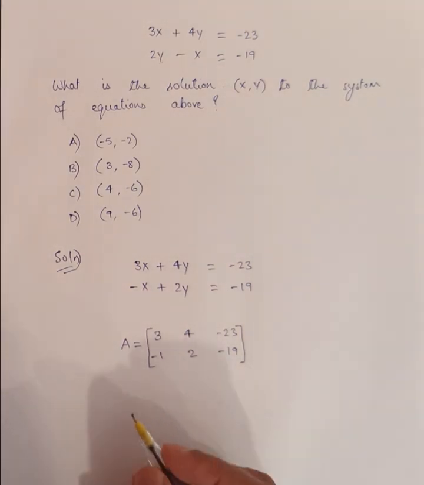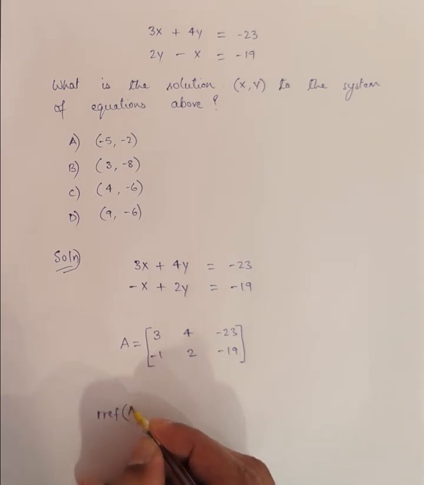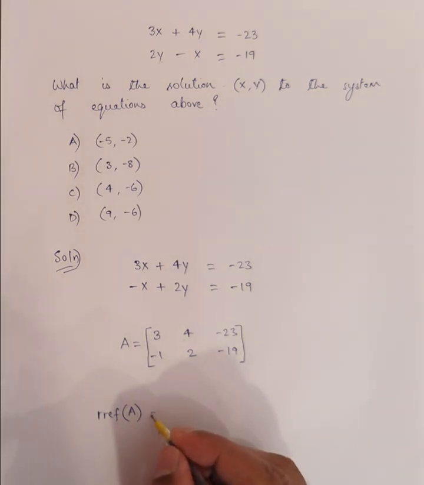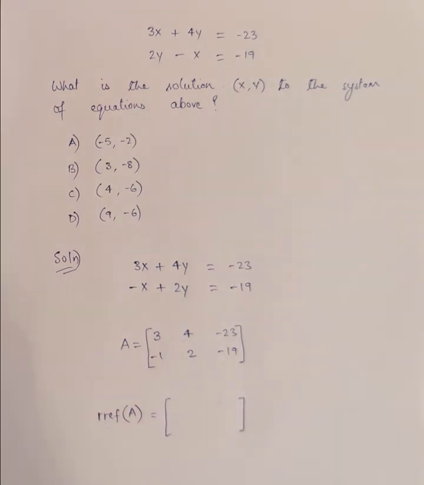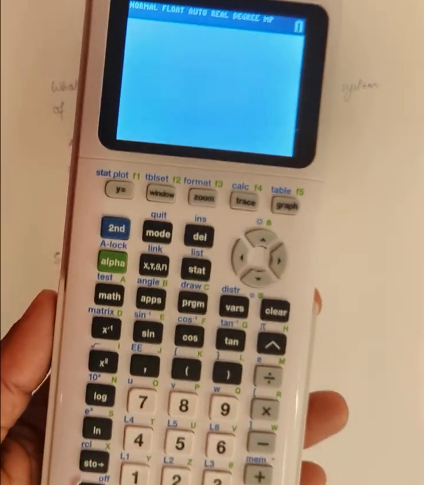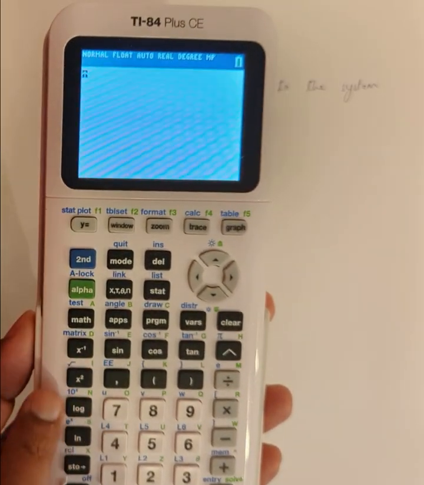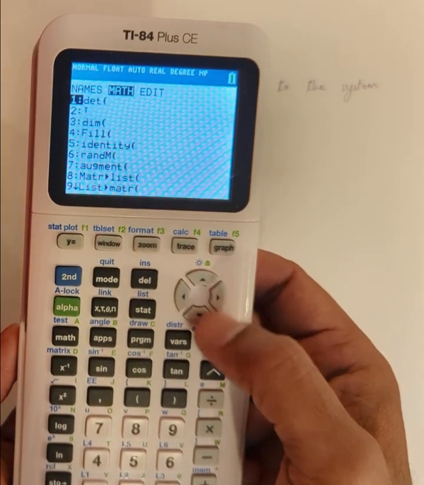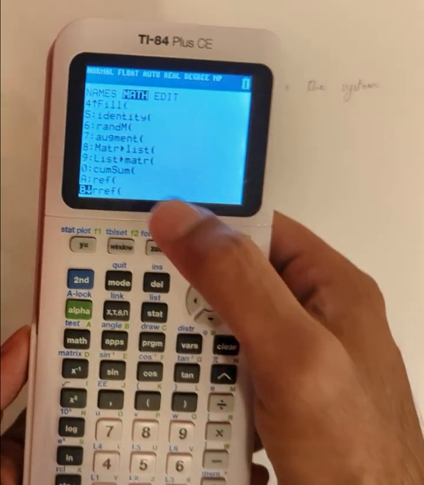And the next thing I want to do is get what's known as RREF of A. And usually, once you get this, you're going to have your answers right away. Sometimes you won't get, but let's check. So I need to get RREF of A. So how do I get RREF? Again, I'll go to second matrix, but this time I don't want to go to edit, but I'll scroll right to math and scroll all the way down to where it says RREF.